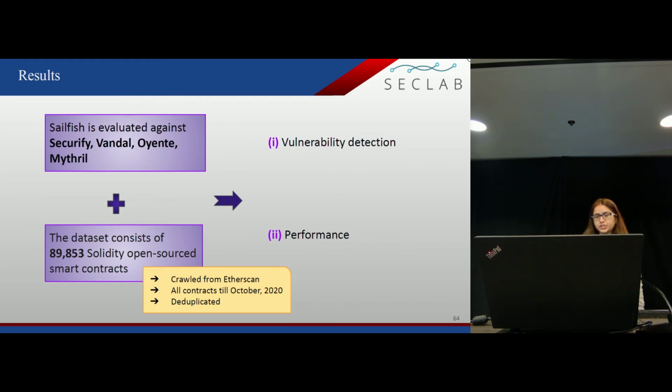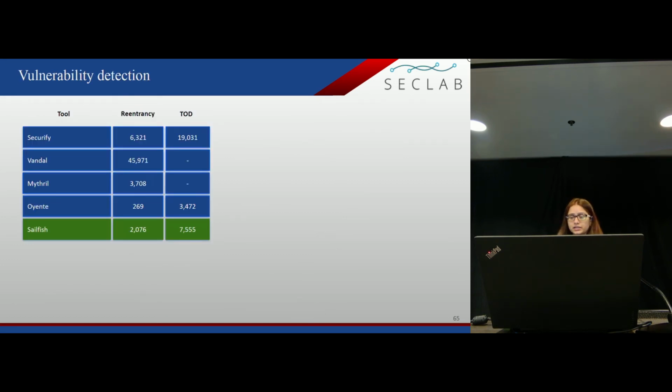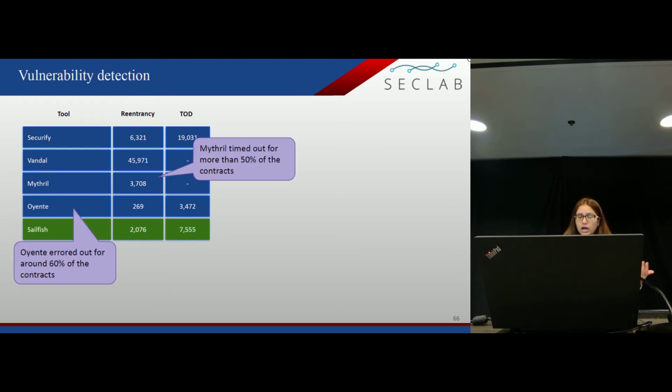We evaluated SAILFISH on a data set of 90,000 Solidity open source smart contracts. We evaluated against four state-of-the-art static analysis and symbolic execution based tools. We compare SAILFISH with respect to its vulnerability detection capability and performance. So here are the alerts for all other tools and SAILFISH. As we can see, SAILFISH raised around 2,000 alerts for reentrancy and 7,500 alerts for TOD. Though ONT and Mithril raised a minimal number of alerts, they had issues with both timeouts and error outs for most of the contracts in our dataset.